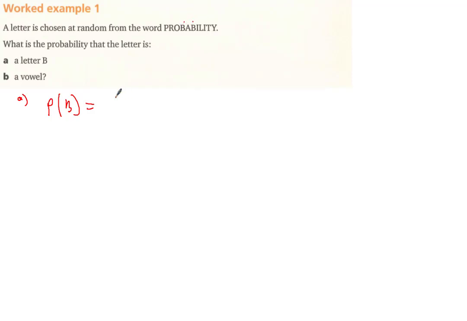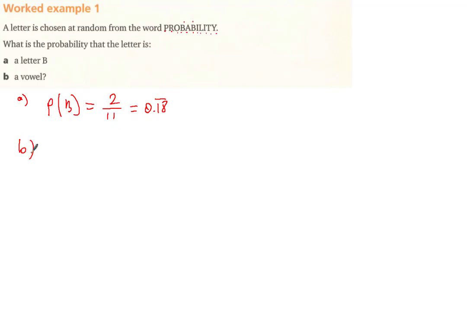That means there are two outcomes that are successful. So two B's. And how many letters are in total that we can choose? Well, if we count 1, 2, 3, 4, 5, 6, 7, 8, 9, 10, 11. We have 11 letters, so 2 over 11. We can leave it as a fraction or convert it into a decimal number, which is 0.18 repeated.